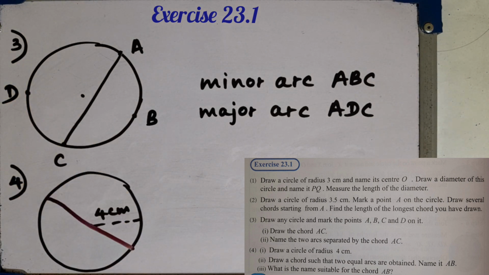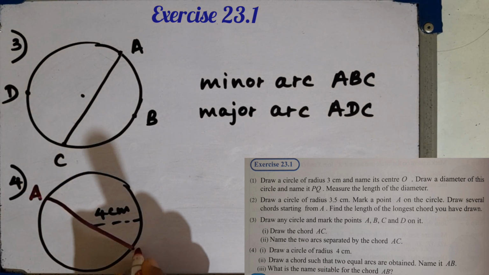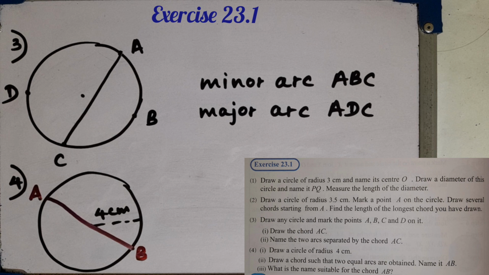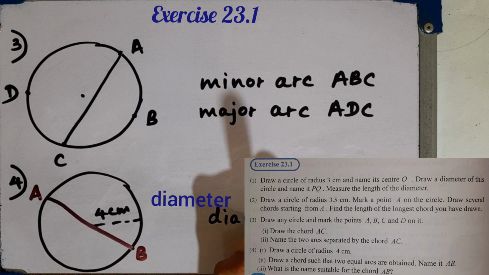So then name it AB. This should be named as AB. Then what is the name suitable for the chord AB? That is the diameter of the circle. Diameter.